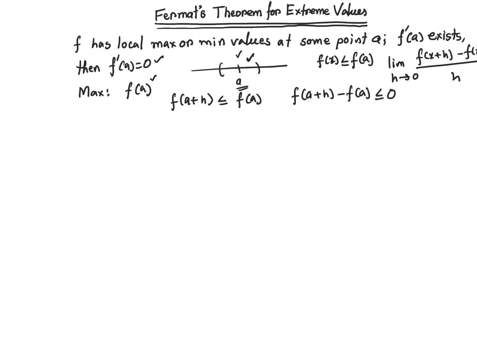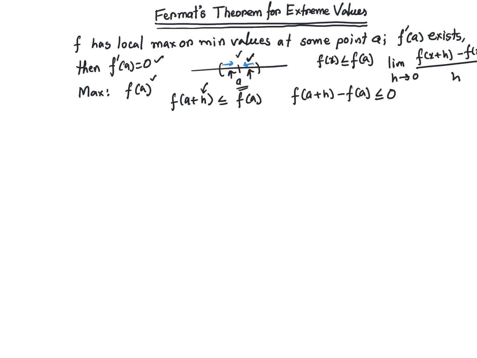Now this h that I have introduced, if it's positive, we are talking about the right side. If h is negative, we are talking about the left-hand side. If it's positive, we are approaching the point A from the positive side. If h is negative, we are approaching the point A from the negative side. So coming from this side versus this side.